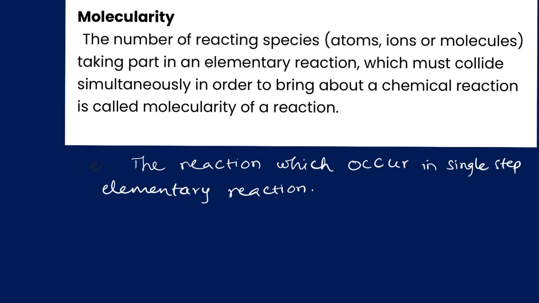It means this is molecule 1, this is molecule 2. These two simultaneously collide and give a product. So how many molecules collide together in a slow step, or single step? That is called the molecularity of that reaction.